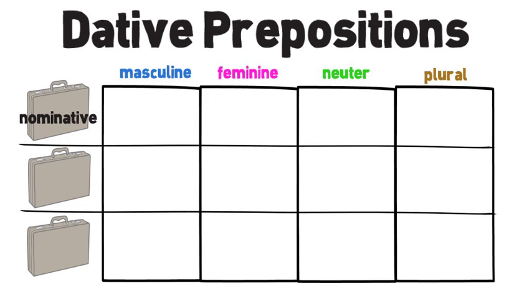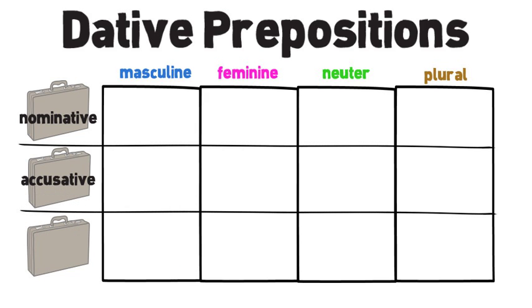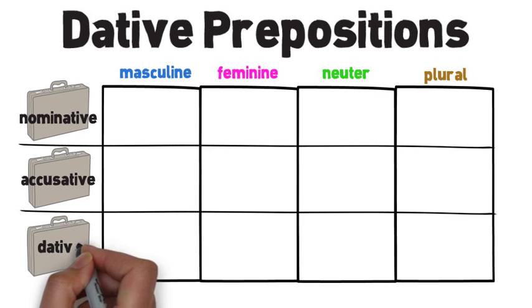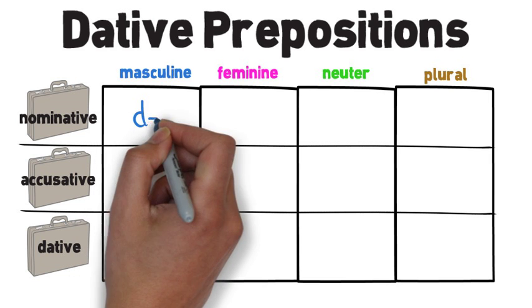The nominative case is for subjects of sentences. The accusative case is used for direct objects and after certain prepositions like für, and the dative case is used for indirect objects, also a topic for another day, and certain other prepositions, which we'll be getting to in just a minute.